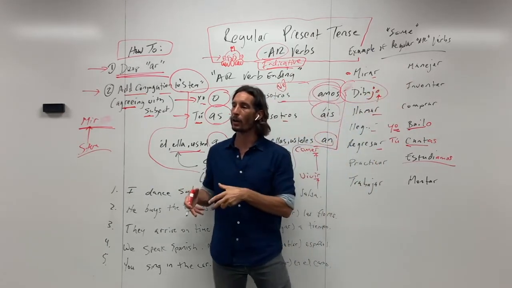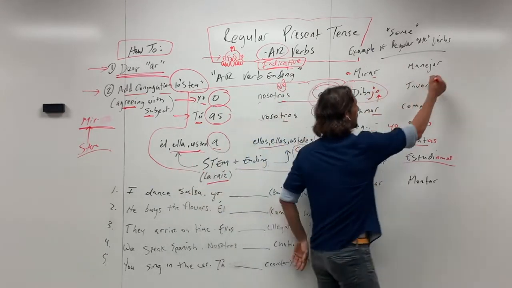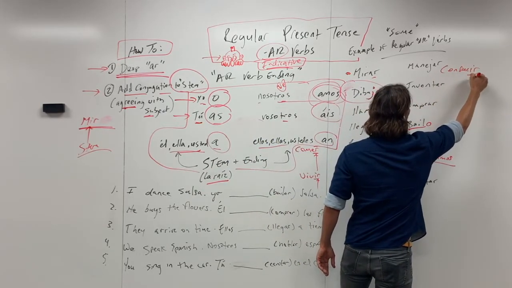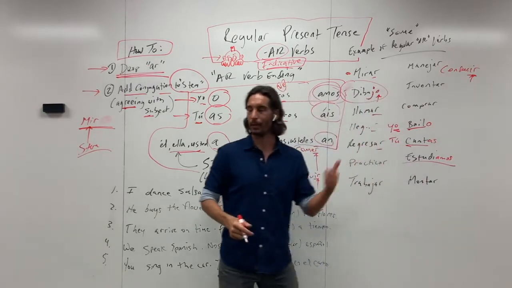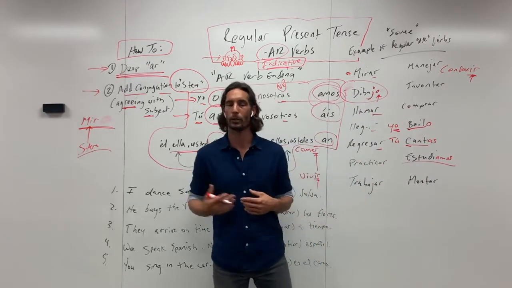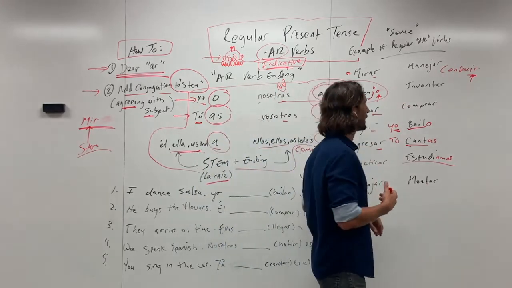It's IR synonym, if you will. I'm going to put that up here for fun. It's conducir, right? Notice that's an IR verb, so it's not on our list here, but it's a synonym. So you can say manejar or conducir, both mean to drive. Inventar, it means to invent.